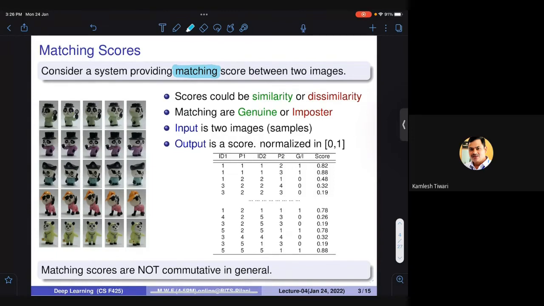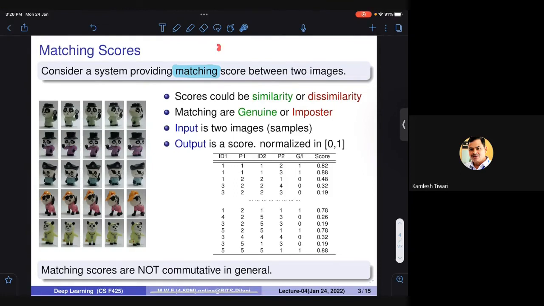Everybody understood what the similarity and dissimilarity scores are. Similarity is how similar they are, dissimilarity is how dissimilar they are. If I take the same person's image, the similarity would be high and the dissimilarity would be low. Genuine and imposter: when I match the same person's images, it is called a genuine match. Otherwise it is going to be an imposter match.